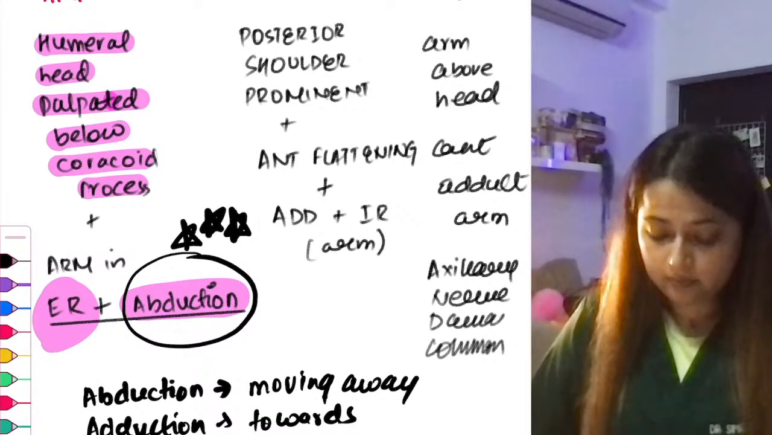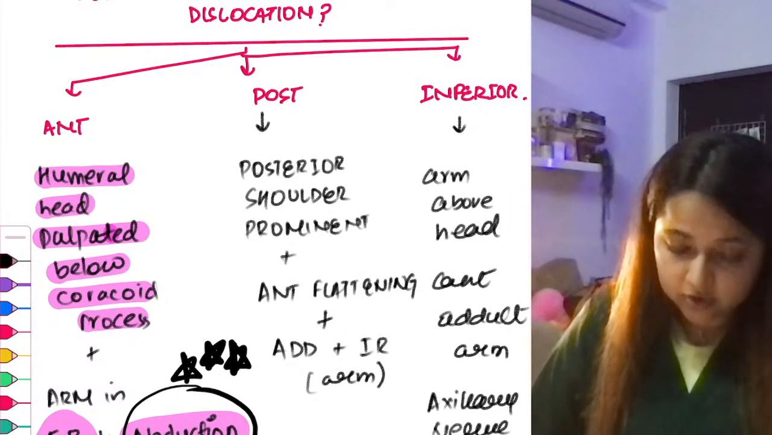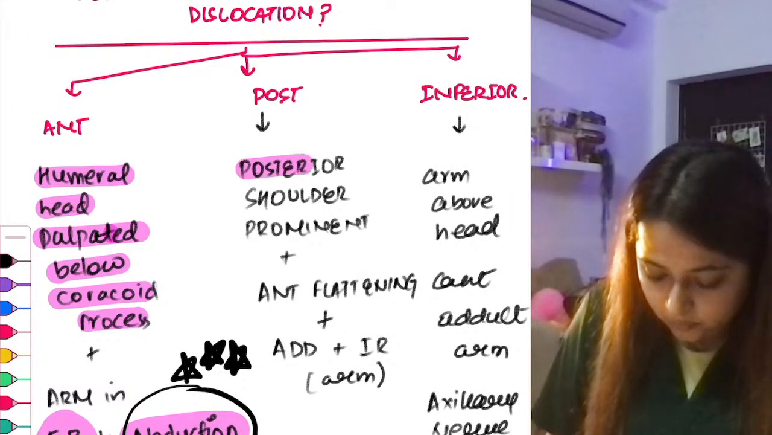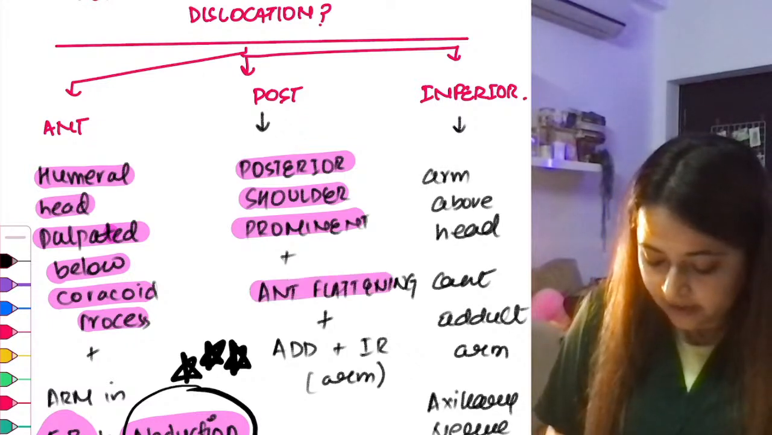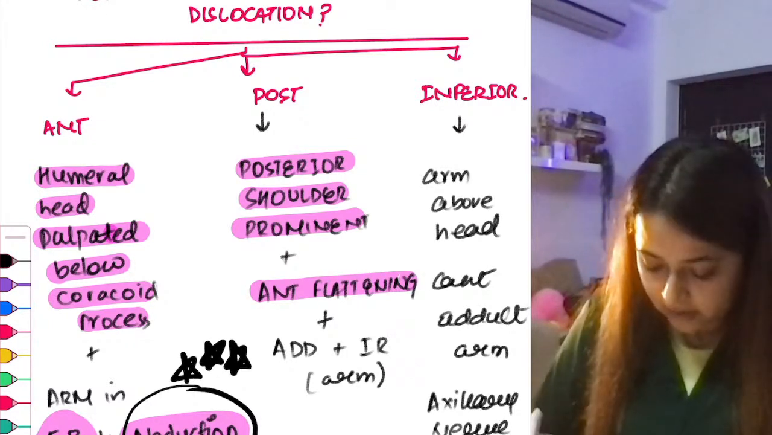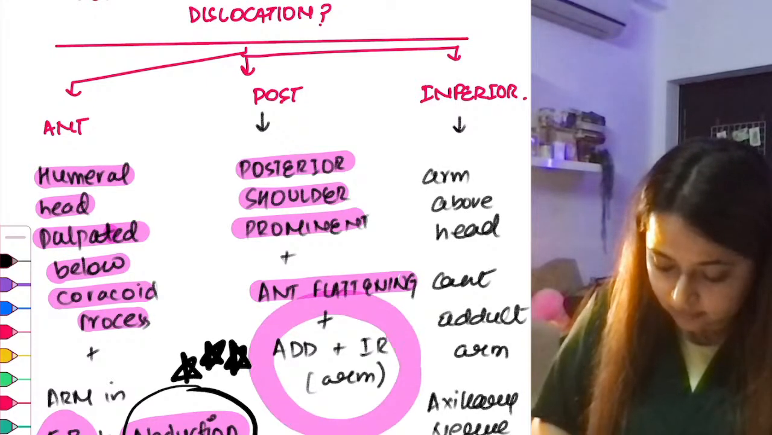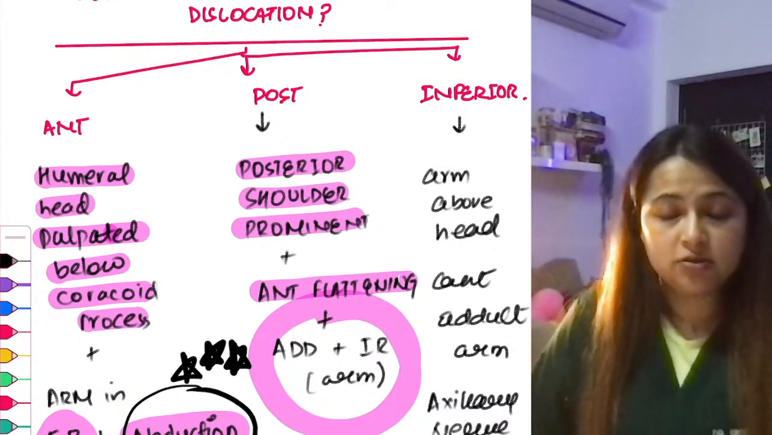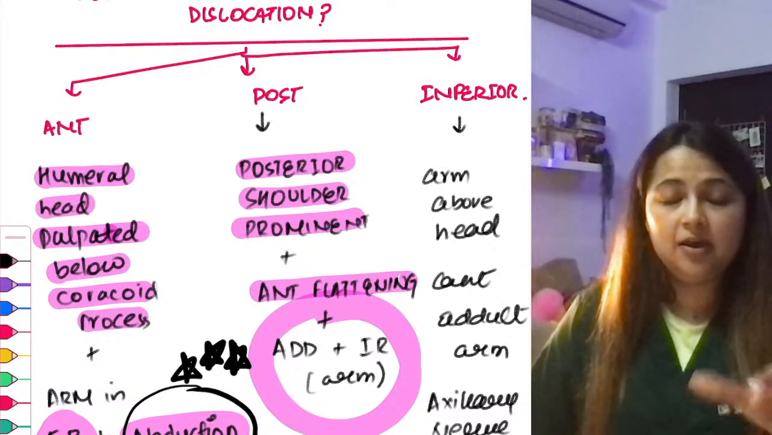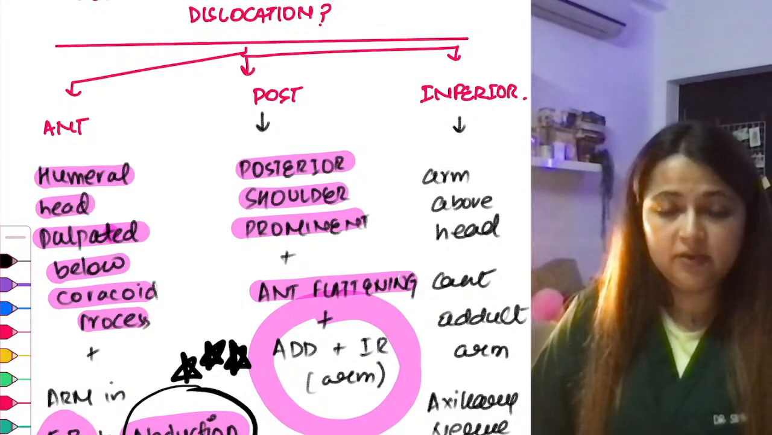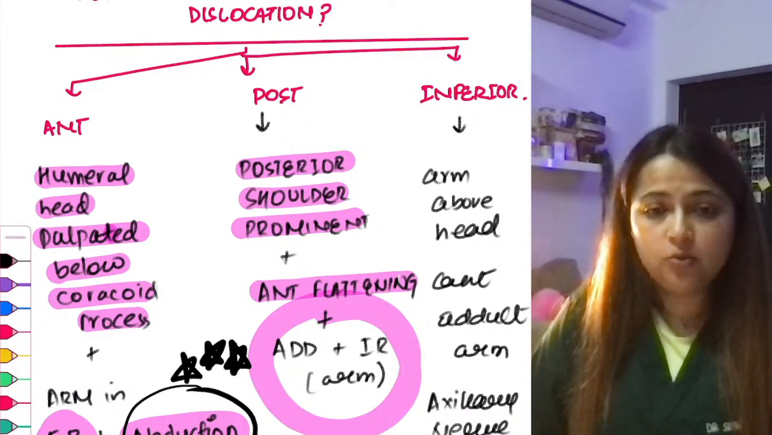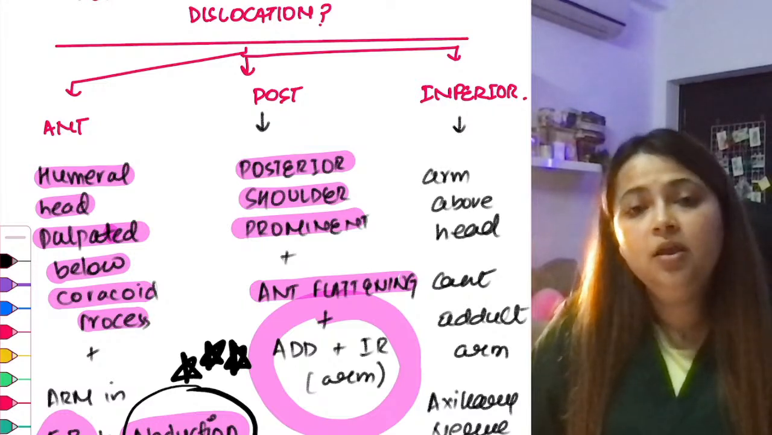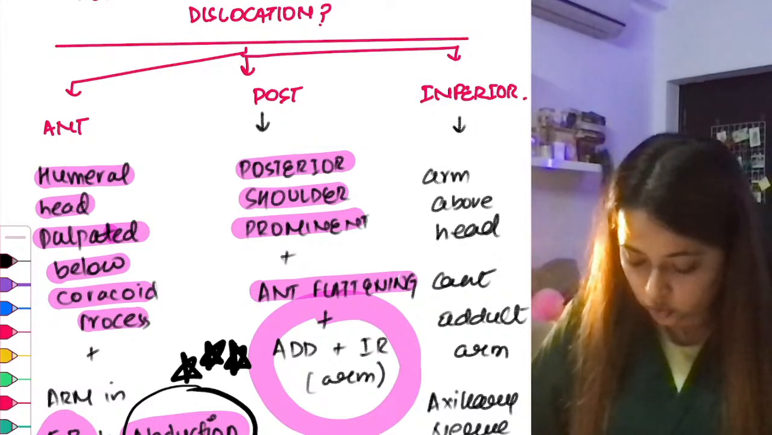Please know this. Then talking about the posterior dislocation of the shoulder, the posterior shoulder obviously will become more prominent. There will be anterior flattening. And what is the posture here? Adduction and internal rotation. So guys, if in the question it is mentioned that the arm is in abduction and ER, that is external rotation, you can think about anterior dislocation. If they mention adduction and IR, that is internal rotation, then they would be talking about posterior dislocation of the shoulder.